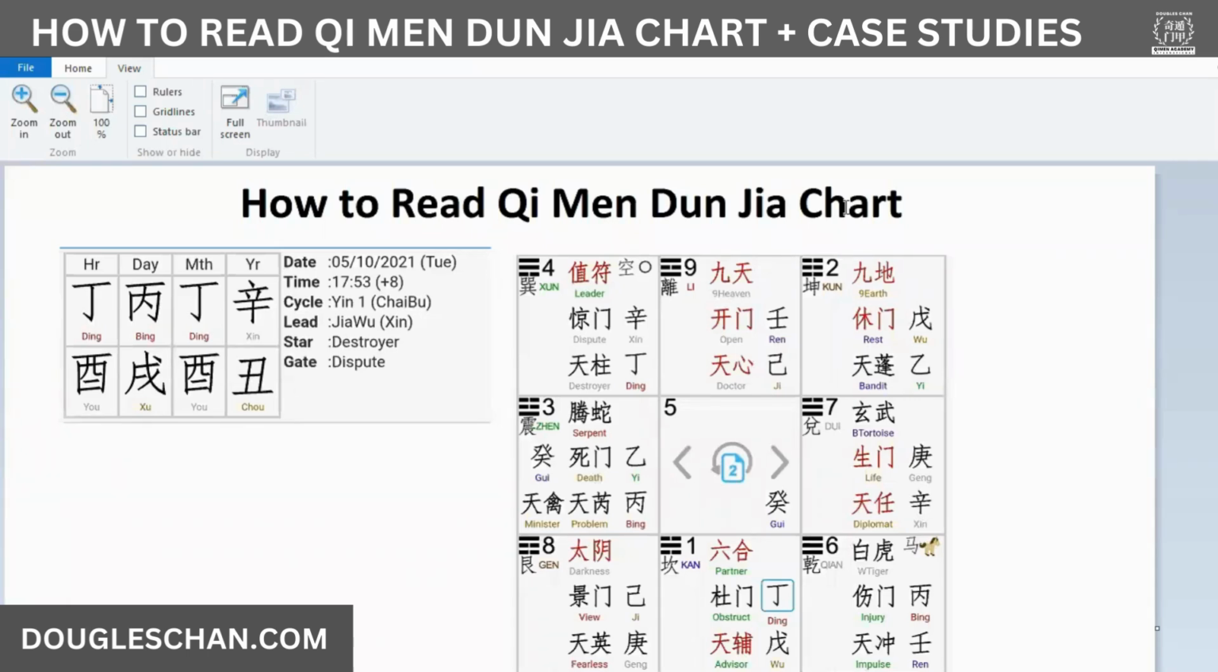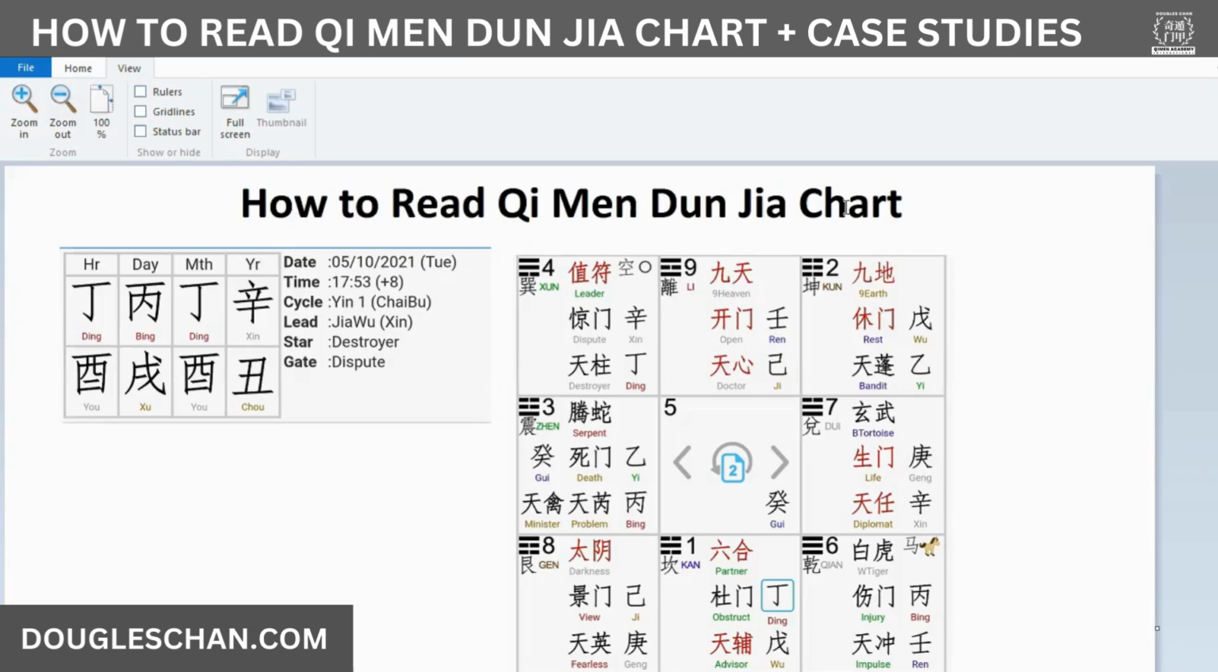Today I'm going to share with you how to read a Men Dun Jia chart easily. A lot of people think that Men Dun Jia is a very difficult metaphysics to learn, apparently because they are not shown the easiest way and they have to learn many things that make it complicated. So today I'm going to teach you the easiest way to do a 奇门遁甲 prediction.